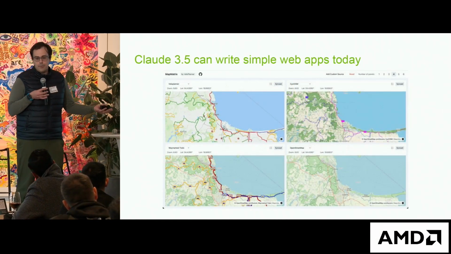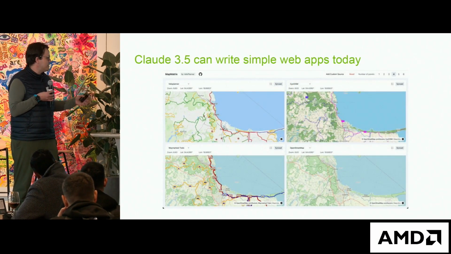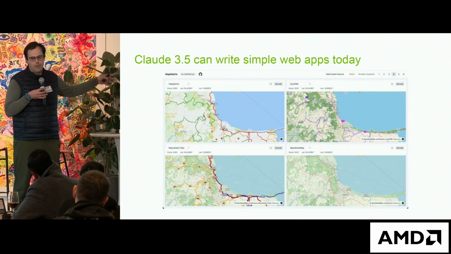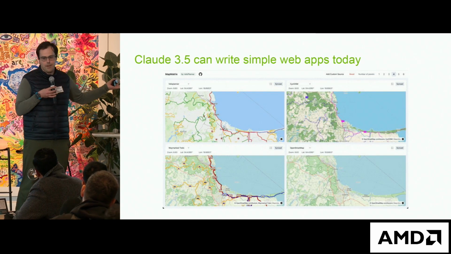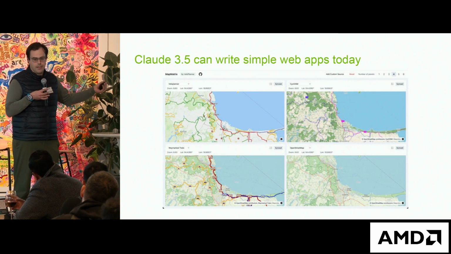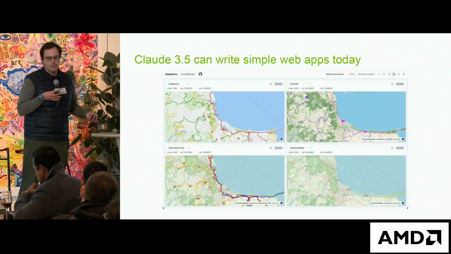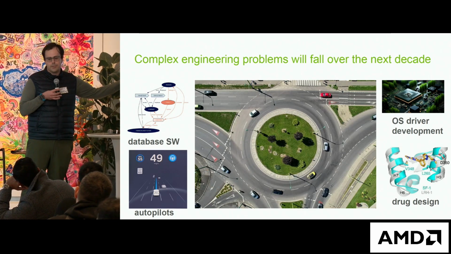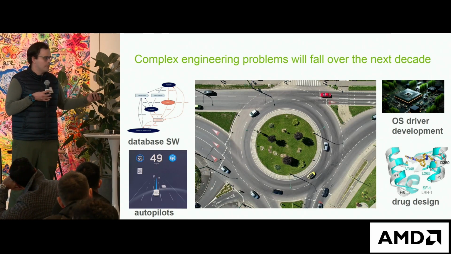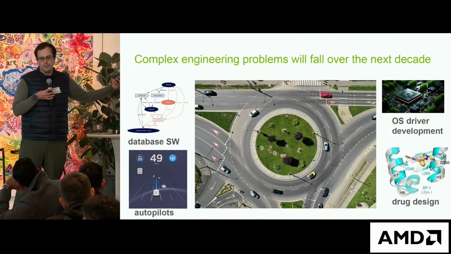Okay, so what would that enable if we had super intelligent systems? This is an example of a map web app, about 2,000 lines of React code that Claude 3.5 came up with. So this is what models can do today. What do super intelligent models look like? What are they going to be able to do? They're going to be able to write system software and design chips. They're going to be able to design new drugs and discover new therapies.